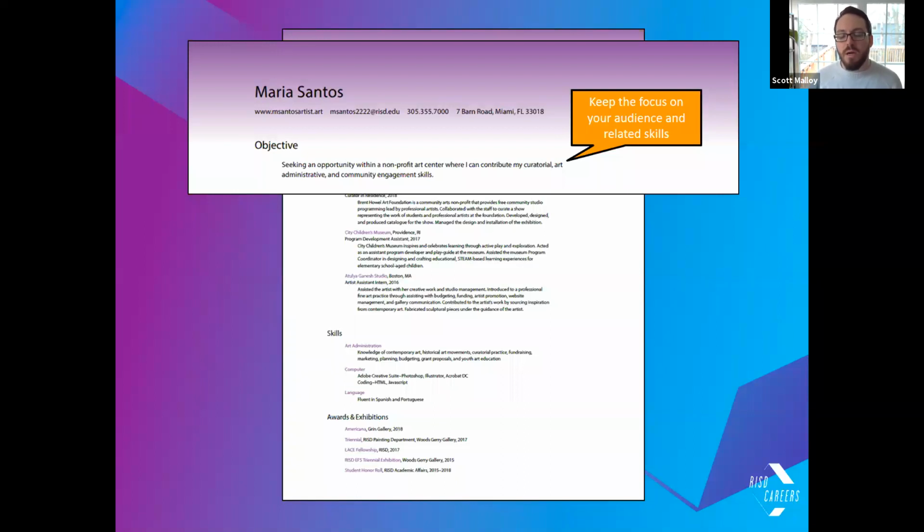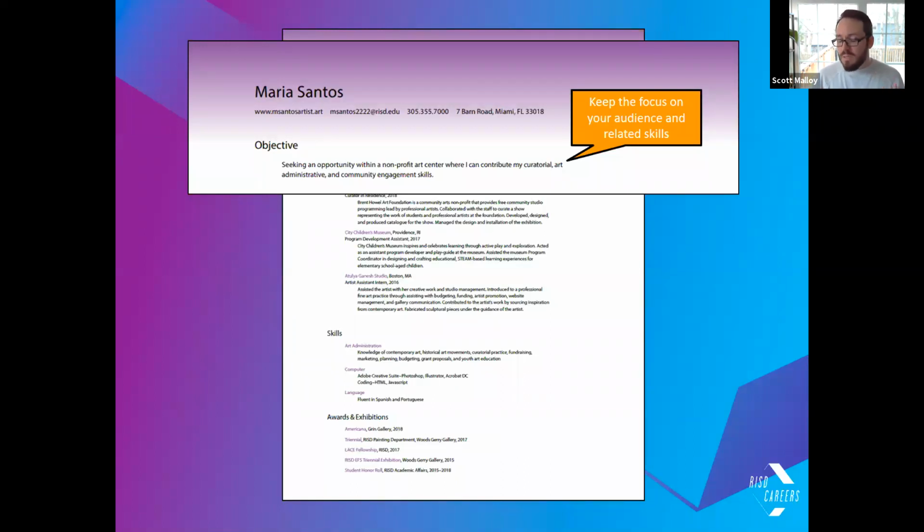But what they're doing here is they're keeping the focus on their audience, who they want to be working for, or the type of environment they want to be working in, and using this opportunity to draw the reader's attention to specific skills that they have. So I'll read it out loud just to emphasize it. Seeking an opportunity within a nonprofit art center where I can contribute my curatorial, art administrative, and community engagement skills.